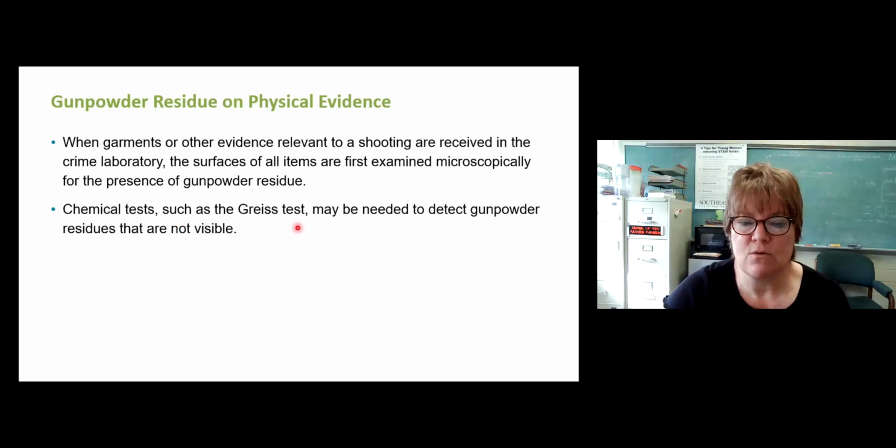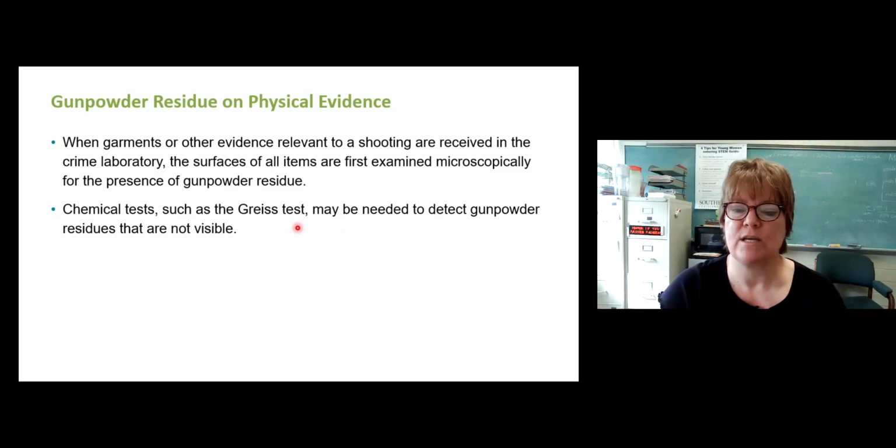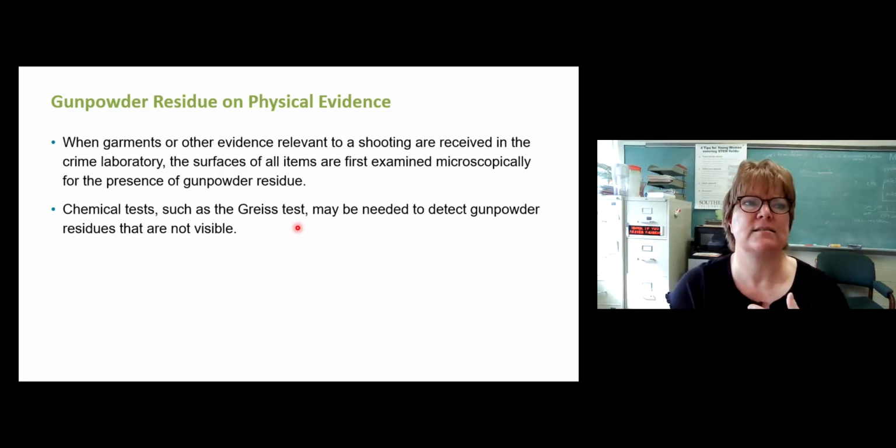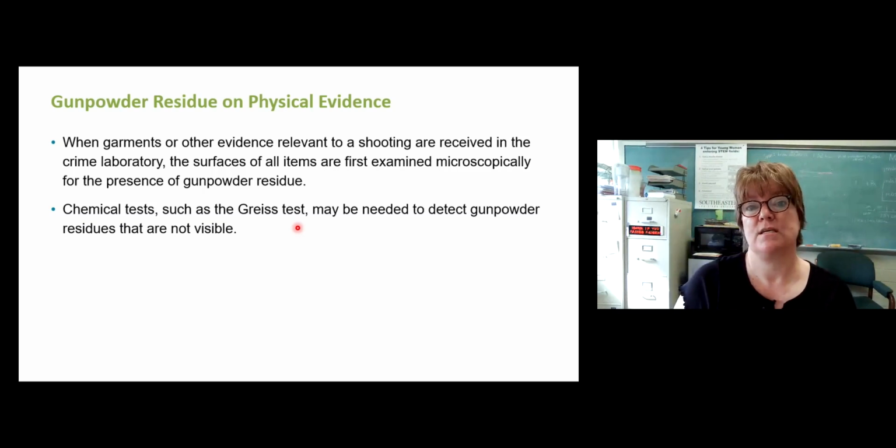One of the things we can do is something called the Griess test. It's a chemical analysis test that can look for gunshot residues that I can't see. Again, remember that smoke that comes out has a lot of nitrates in it and some other things. There are some trace metals in there, and I might be able to see them with some of these chemical tests.